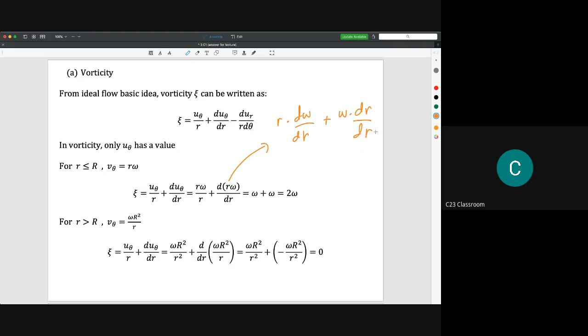Okay, so and then you have this one. Previously we could have R here and R here. So and then we could neglect dr over dr is equal to 1. And now we have omega and omega, but we have d omega over dr. So and then you need to know that.